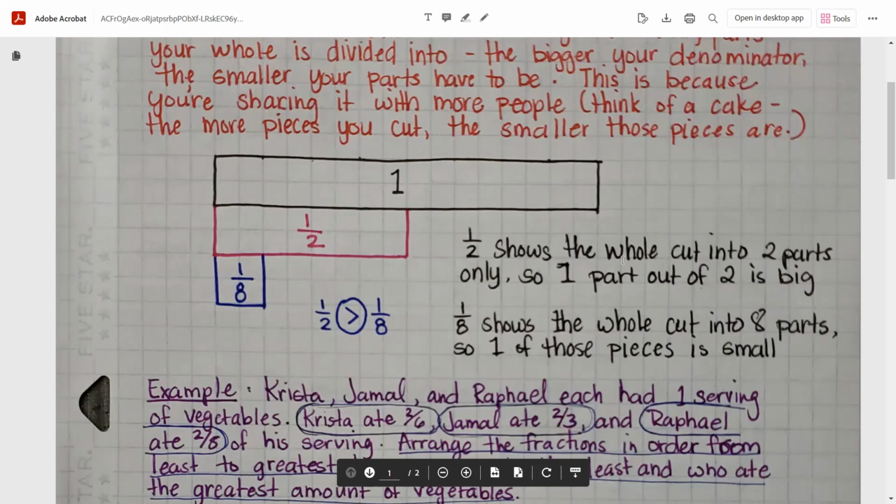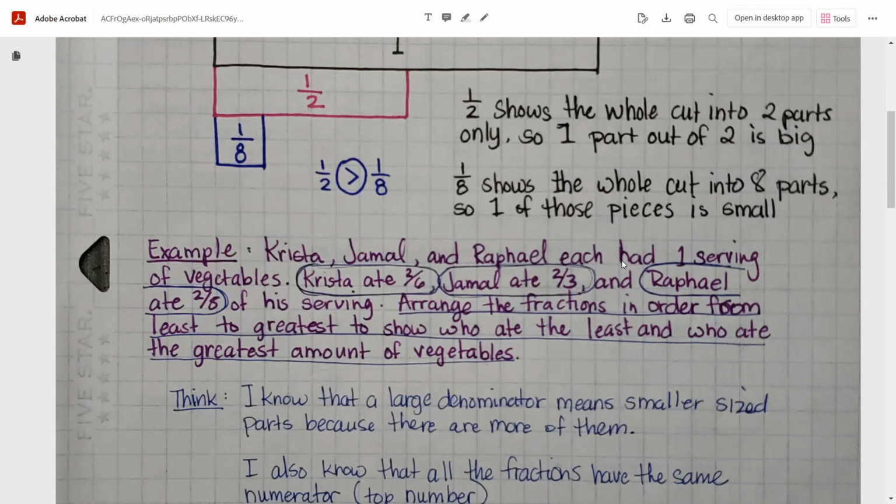So if I am thinking about this like an apple, if I'm going to take an apple and cut it in half into 2 equal parts, those parts are going to be really big. But if I have to cut my apple into 8 slices instead of just 2 slices, those 1/8 size pieces are going to be a lot smaller. So the bigger your denominator, the more you have to cut your whole. So that means those pieces are going to get tinier.